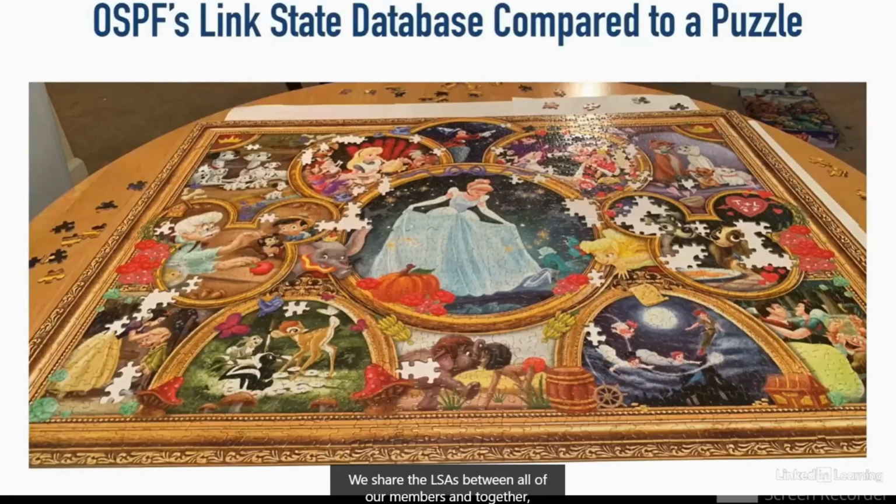We share the LSAs between all of our members, and together, our collective IQ, if you will, amongst all the routers in the network, they can assemble this map of the topology, much like different people can assemble a puzzle because they each have pieces of the puzzle. When you put them all together, everybody has the same view of the puzzle, just like all the routers within an OSPF network. They've got the same view of the network once everybody has the same complete link state database.